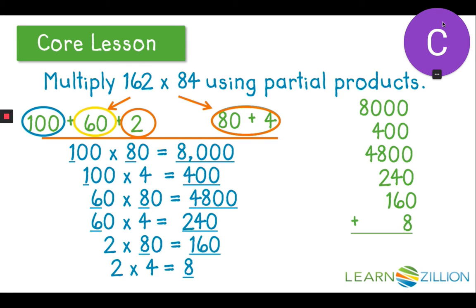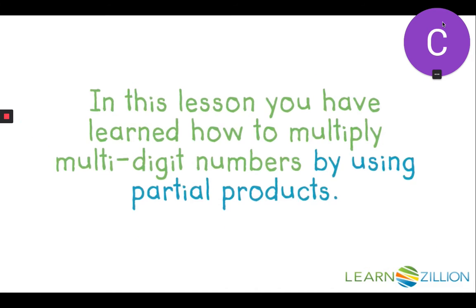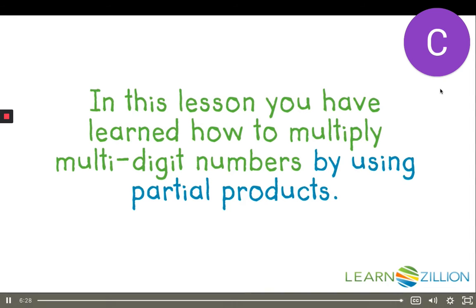Now we'll get the final product, or the final answer, which is 13,608. 162 times 84 is 13,608. In this lesson, you have learned how to multiply multi-digit numbers by using partial products.